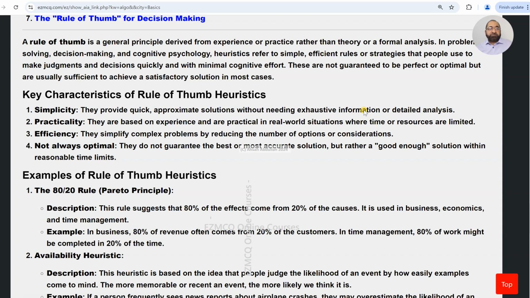So for example, simplicity is a rule of thumb. If somebody is wearing glasses, it is assumed that the person is smart. Usually I don't wear glasses, and you know what type of person could be teaching you. Practicality, they are based on experience and practical real world situations.